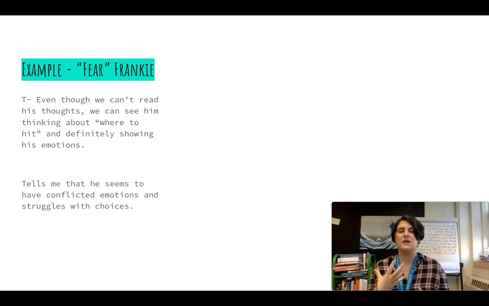So we are assuming and using implicit information to guess what he might be thinking, such as Gary saying, it looks like he's trying to figure out where to hit me. That is probably Frankie thinking, should I not hit him? And we do see Frankie's emotions clearly displayed, which can tell us how he's thinking. Which tells me he's very conflicted. He wants to do one thing, but he seems to have trouble controlling those impulses, and that he struggles with making a lot of choices.